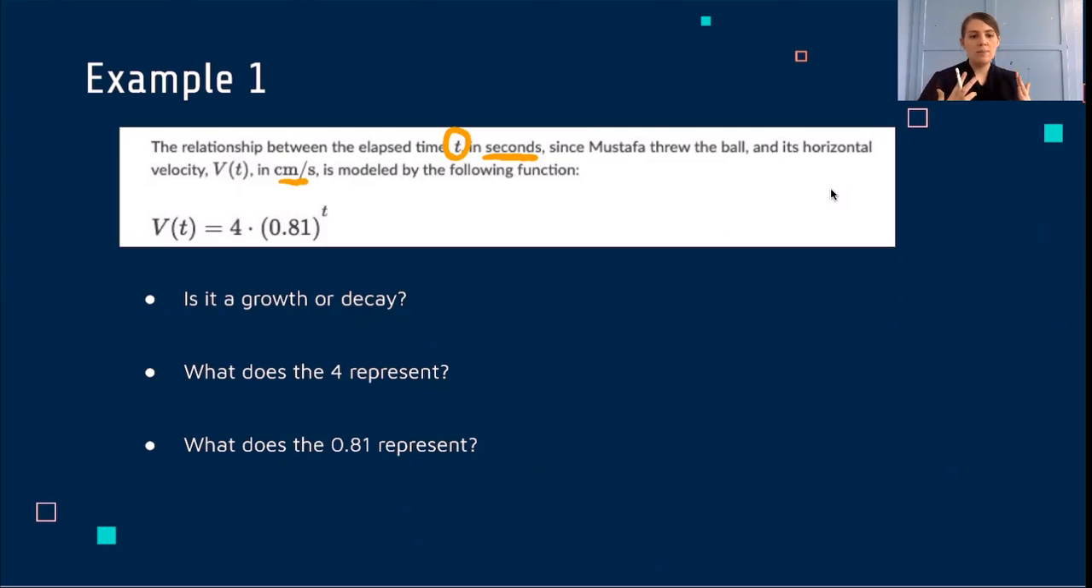So the first thing I'm going to ask is, is this a growth or a decay? So I'm going to find that out by looking at the number 0.81 here. Because that number is a decimal, then I know that this is a decay. Then I'm going to look at 4. What does the 4 represent? So 4 is going to represent the initial amount.